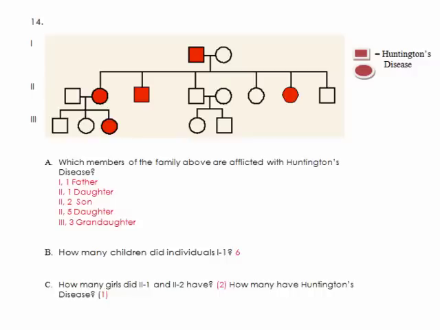6. If you look at the second generation, how many girls did 2, 1, and 2, 2 have? 2. How many have Huntington's disease? 1.